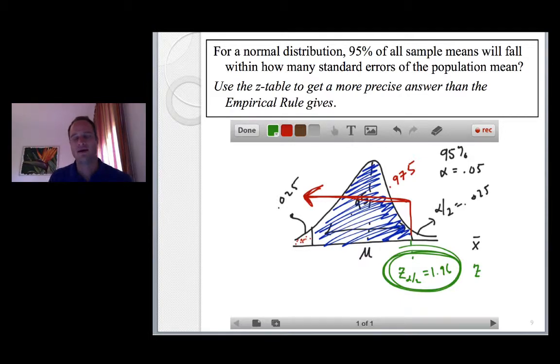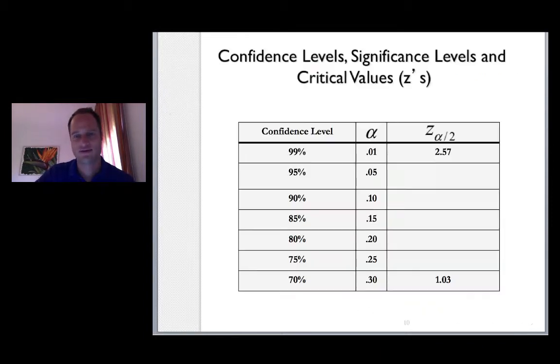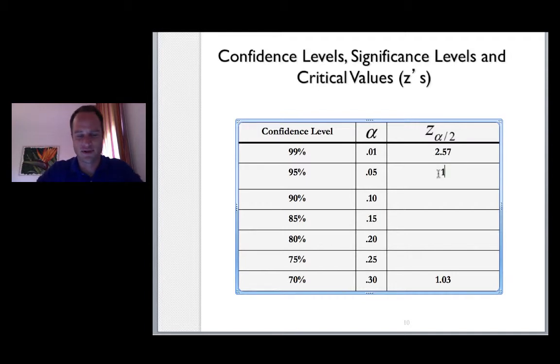All right. The empirical rule says 2. The z-table says 1.96. That 1.96 is the one we're going to use in the construction of our confidence intervals. And so this next slide proceeds in the same way. We just confirmed that the critical value for the 95% confidence interval is 1.96. It doesn't hurt to commit that to memory.